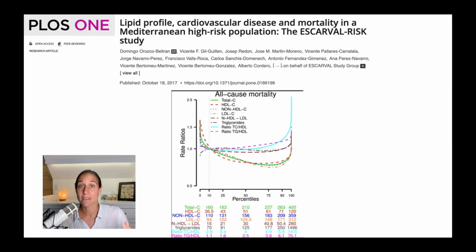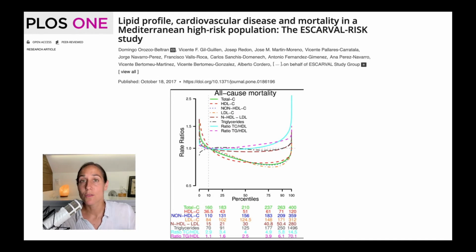But what we see consistently in the literature is that total cholesterol is not only not associated with disease or cardiovascular disease, it's actually protective. So this was a study that was looking at over 50,000 high-risk people. So what you're looking at here is a graph that's showing the association between cholesterol and all-cause mortality. So that's death from any cause.